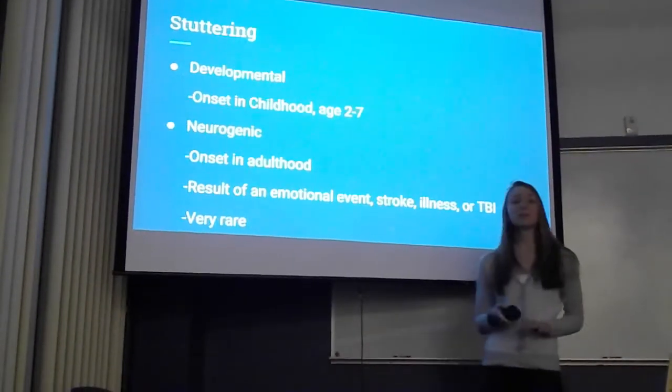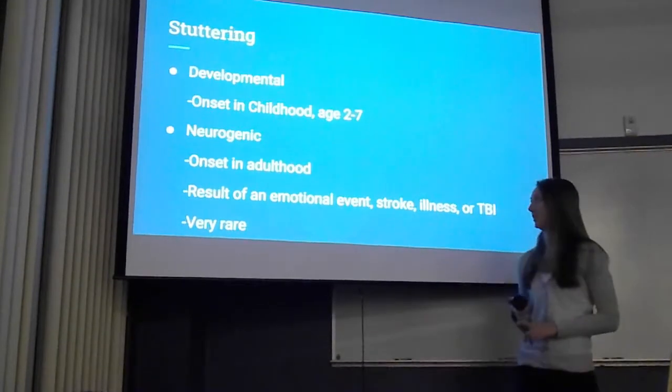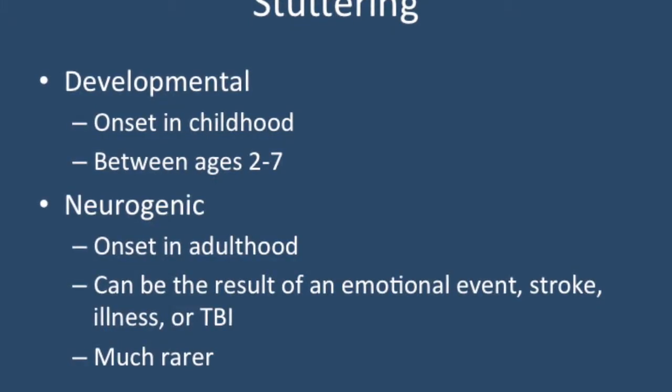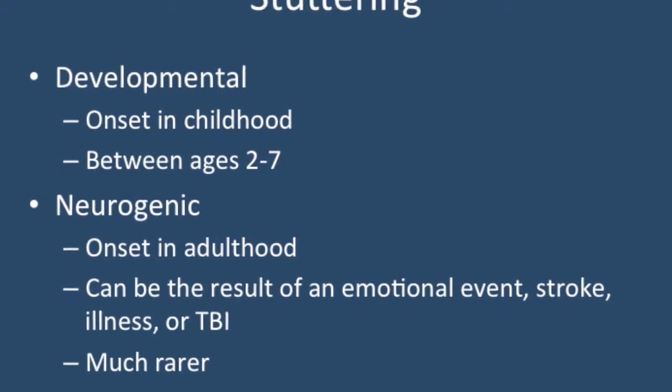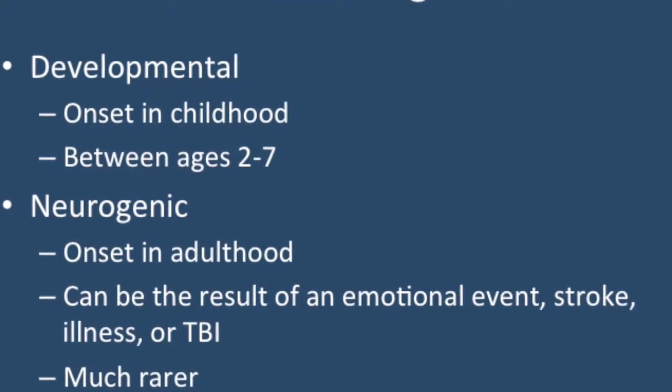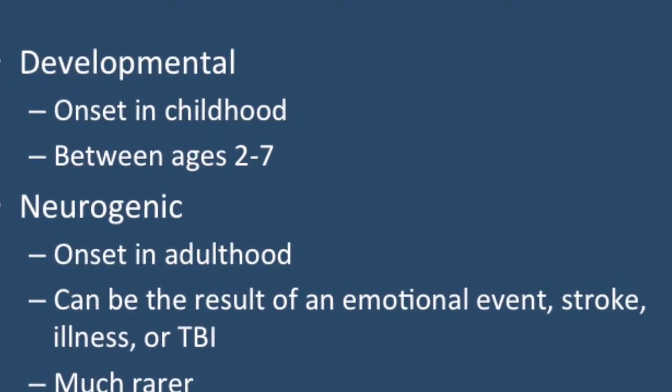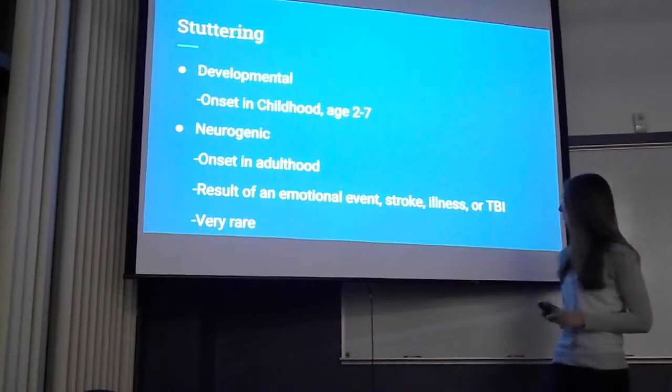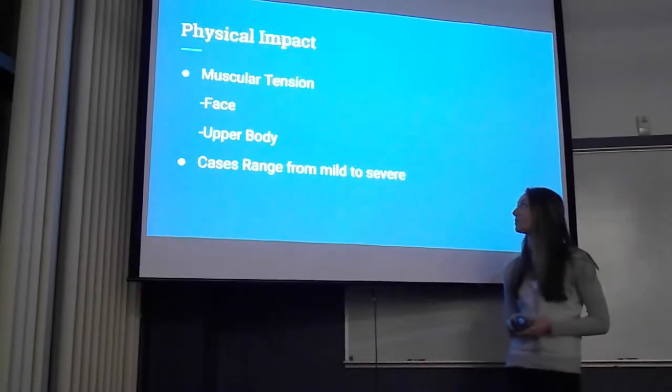There are two types of stuttering: developmental and neurogenic. Developmental occurs in childhood, with onset between ages 2 and 7. Neurogenic is much, much rarer, and it occurs in adulthood. It can be caused by an emotional event, a stroke, an illness, or a traumatic brain injury.